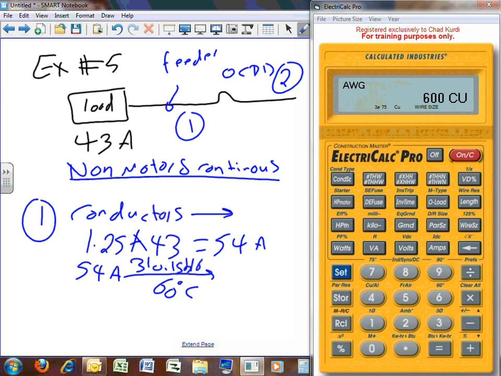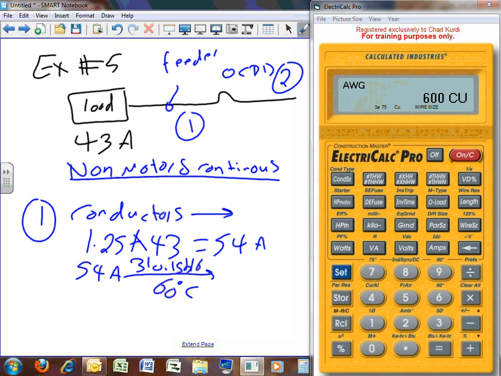I have no idea what the lugs are on both ends. Do I have any idea about the lugs? Are they rated for 75? No. If they tell you they're rated 75, you do it. If you don't know anything, use the 60-degree column. Can anybody tell me what's the answer for this baby? From the 60-degree column, 54, 55, number 6.